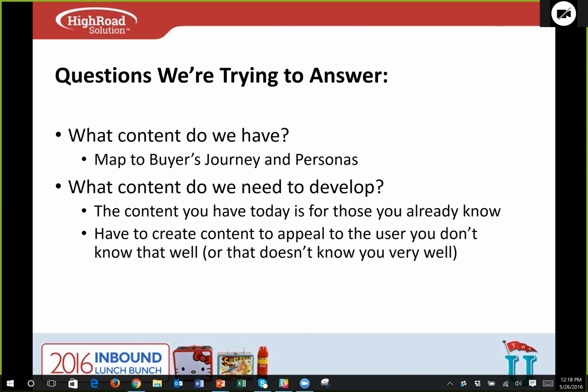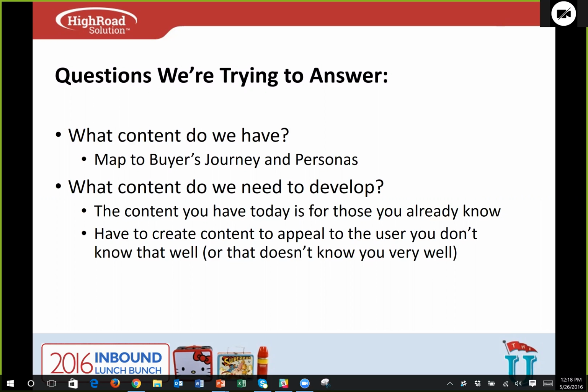So from our perspective today, some of the questions that we try to answer are: what content do we have? Obviously we want to map it to those buyer's journeys of personas, and then talk about the content that we need to develop. Realizing that we don't have a lot of time and we don't have a lot of resources, we've got to create content. So it's a question of what content you have today, right? And that's usually earmarked for the people that you already know, who interact with you and consume.